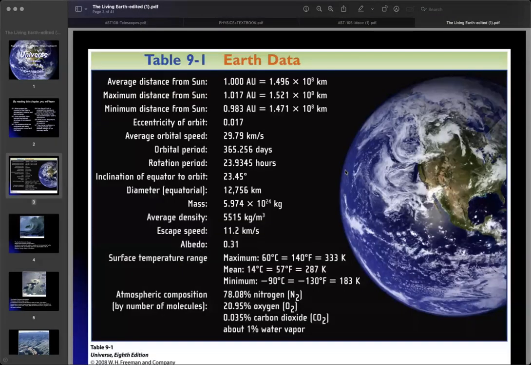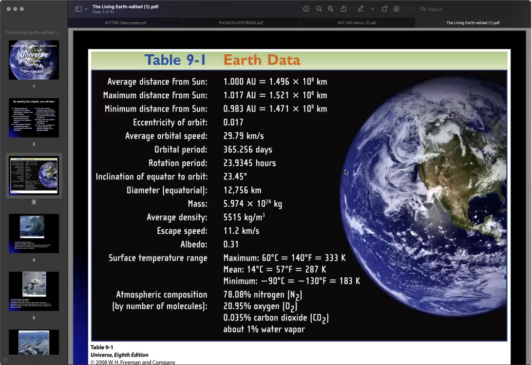Here is some information about the Earth. Here is the distance, the maximum distance, the minimum distance. The average distance is defined by a new unit, astronomical unit. So it is 1 AU. The eccentricity of the Earth's orbit is very small, 0.017. So for the most part, Earth's orbit around the sun is circular. Average orbital speed, about 30 kilometers per second.